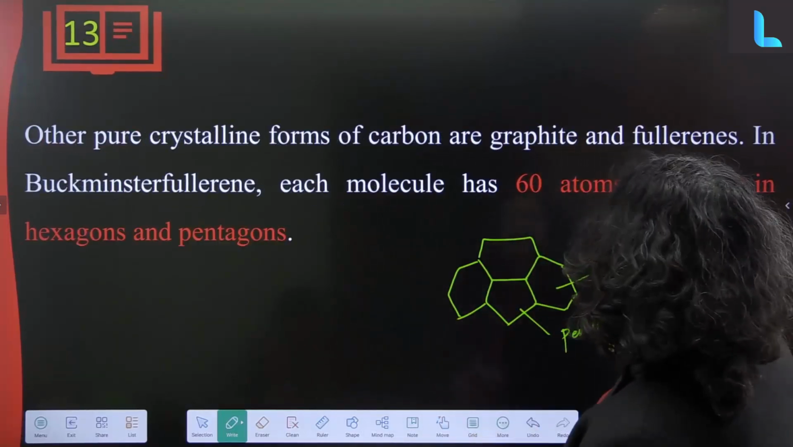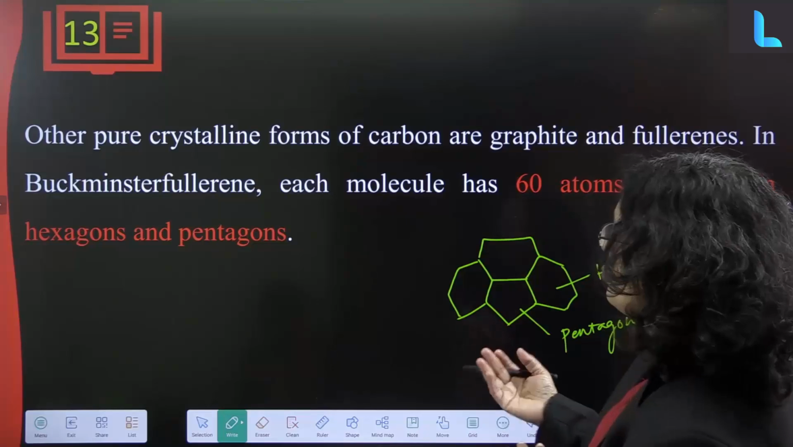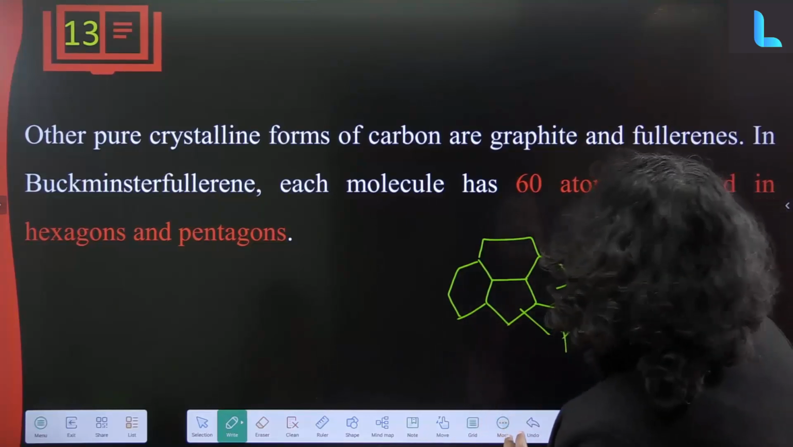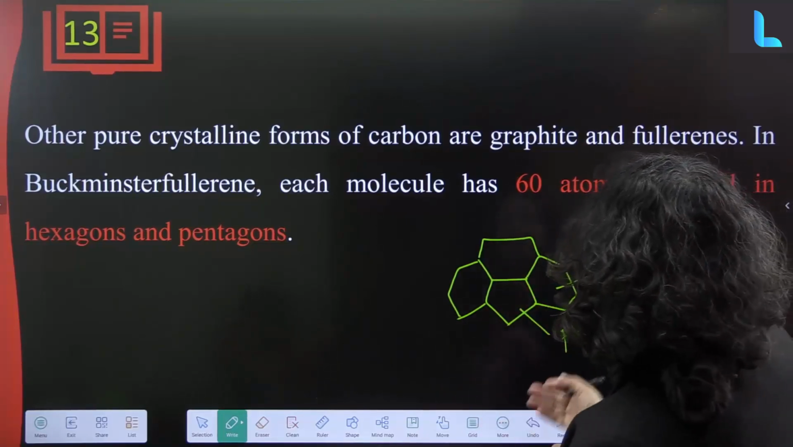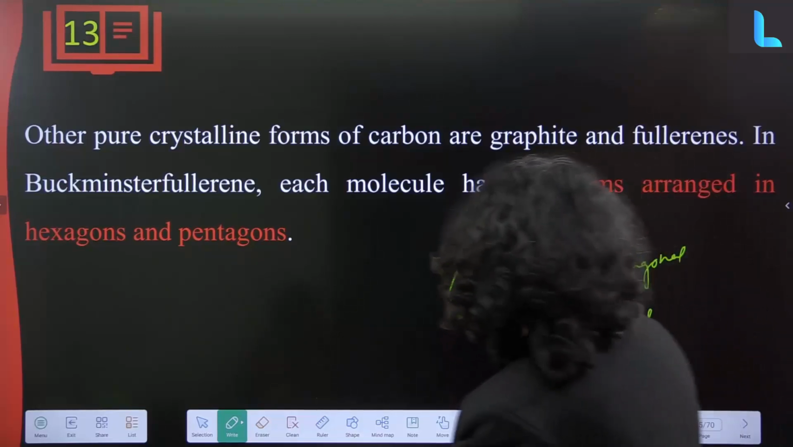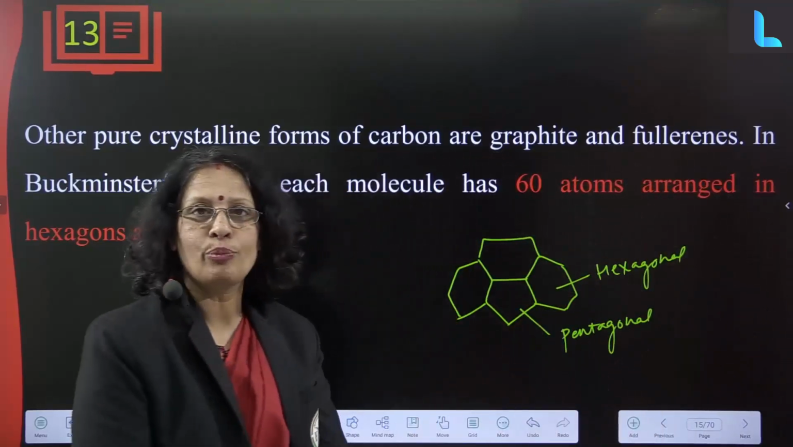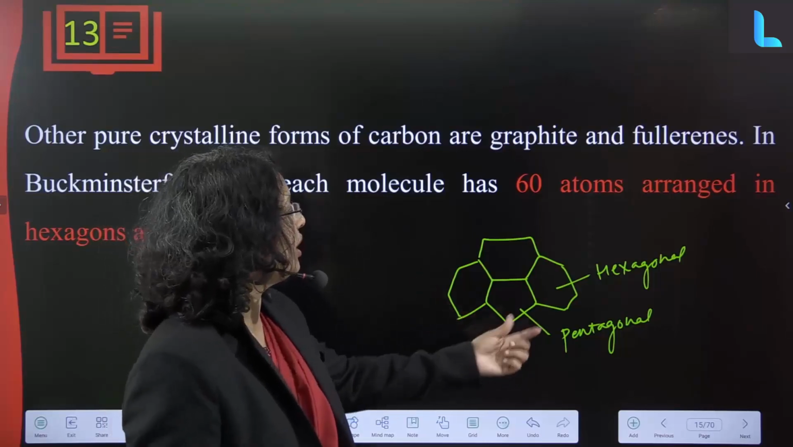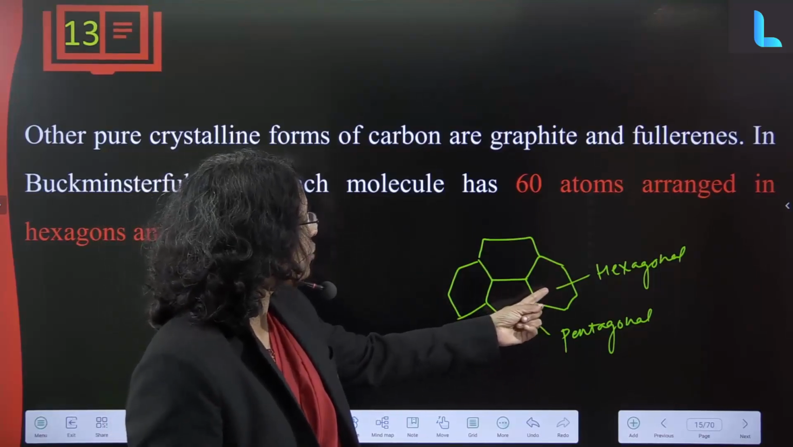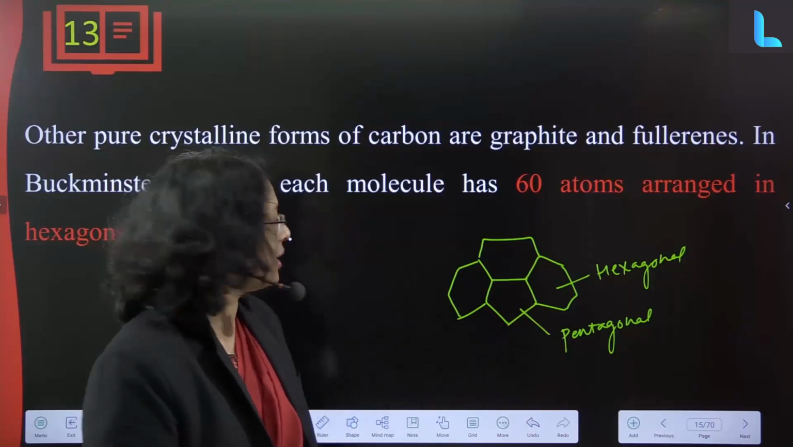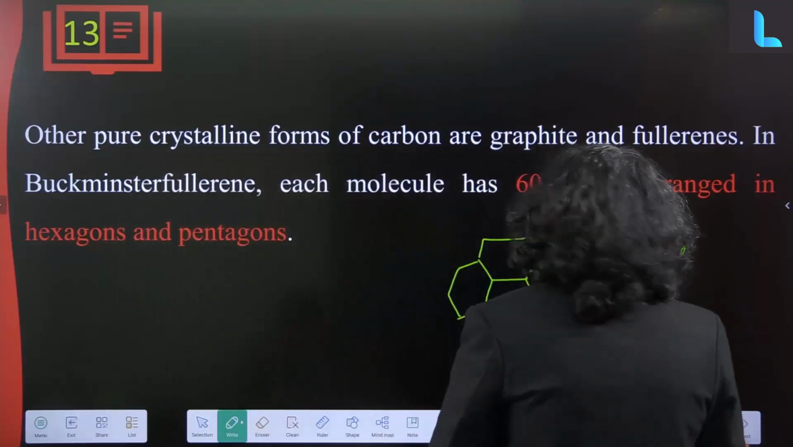Okay. Other pure crystalline forms are graphite and fullerenes. In Buckminsterfullerene, each molecule has 60 atoms arranged in hexagons and pentagons. So the structure looks like a football, like this. See, a hexagonal ring is attached to a pentagonal ring, like that the attachment will be there.